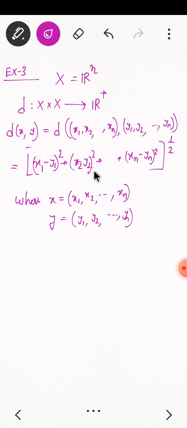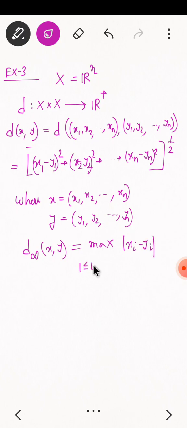So we can similarly check that d satisfies the four properties. So d is a metric on R to the power n. Here we also define d infinity. d infinity of xy equal to the max of mod of xi minus yi, 1 less than or equal to i less than or equal to n. So we check that d infinity is also a metric on R to the power n.